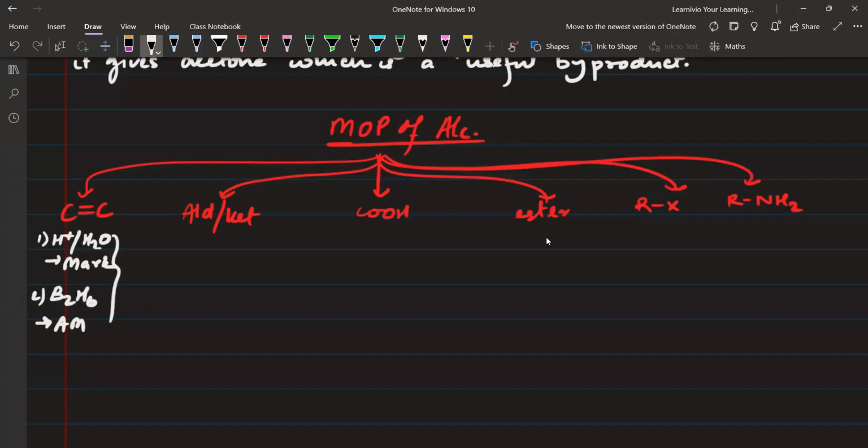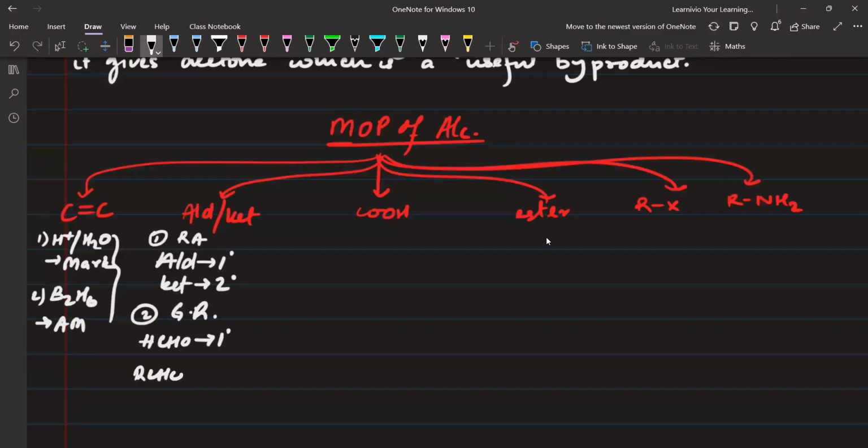In aldehyde and ketone, the first method is using a reducing agent. One thing for the reducing agent is that if you have aldehyde, you will get 1 degree, and if you have ketone, then you are going to get 2-degree alcohol. The second part is very important, that is by using Grignard reagent. आपको याद रखना है कि if you are having formaldehyde, then it is going to be 1 degree. If you are having any other aldehyde, RCHO, then you are going to get 2-degree alcohol. And if you are having a ketone, then it is going to be 3-degree alcohol, right?